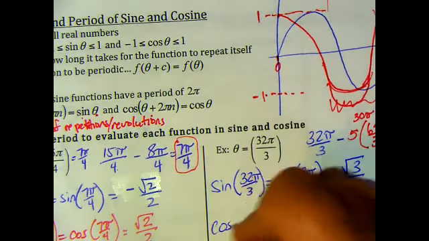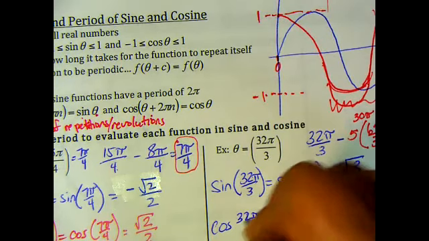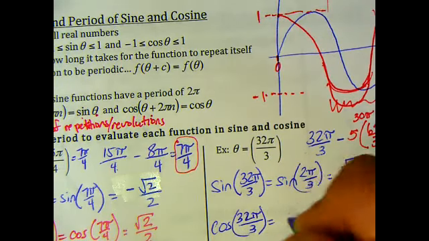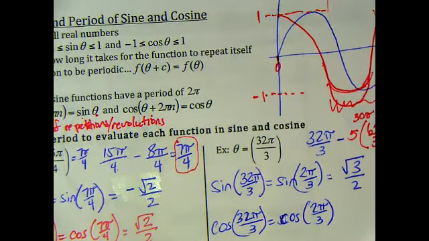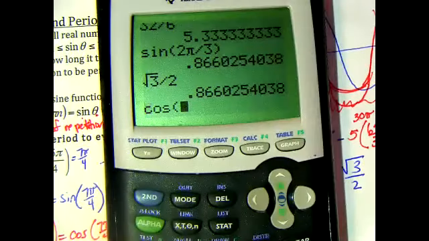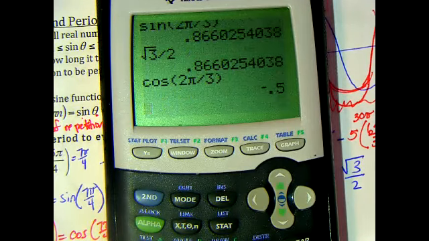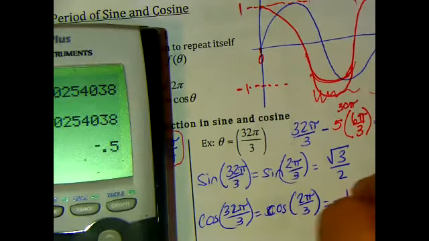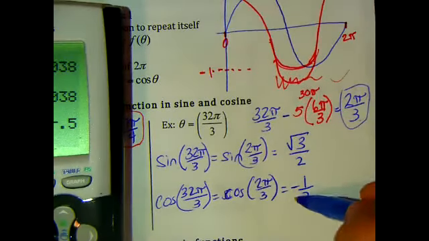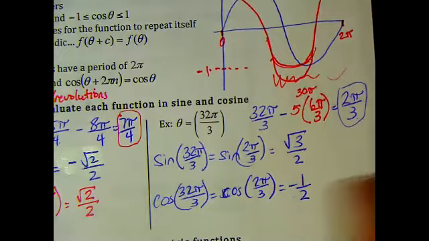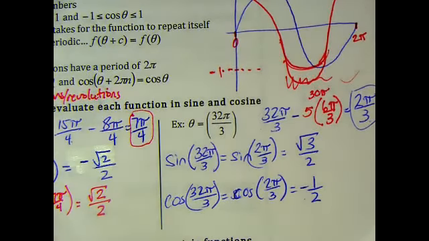And then we do the same thing. Cosine of 32 pi over 3 is equivalent to cosine of 2 pi over 3. So if I do cosine of 2 pi over 3, I get a negative 0.5. So that's going to be negative 1/2. Okay, so you have your sine and your cosine.